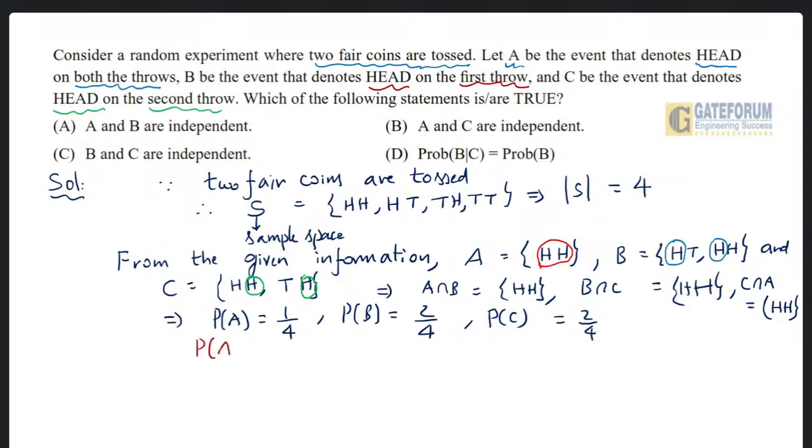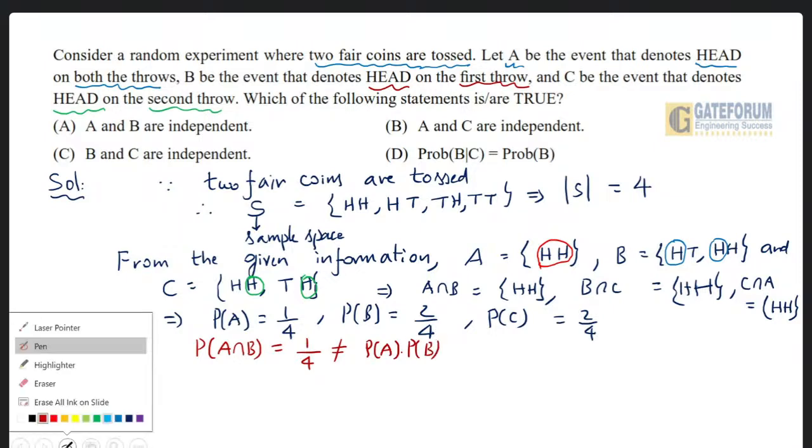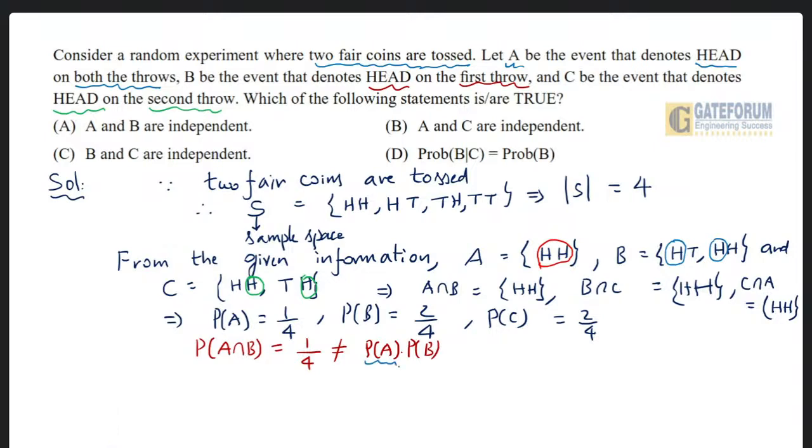Next, probability of A intersection B, having one favorable outcome, so 1 by 4, which is not equal to P of A into P of B. Why? What is this value? P of A into P of B is how much? 1 by 8. Which implies here A comma B are not independent.